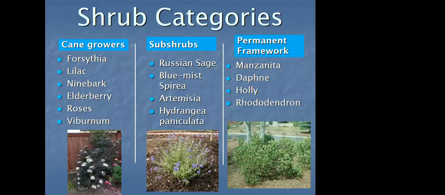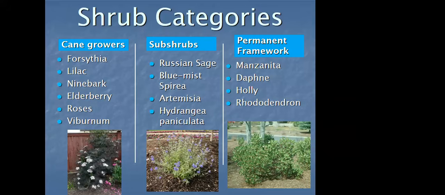Okay, talking about shrubs here, there's basically 3 different shrub categories when it comes to pruning. And again, you always want to make sure you know when your ornamental shrubs are flowering, if you're going to do some pruning, to make sure you don't prune off those flower buds. But here are some examples of what are called cane growers.